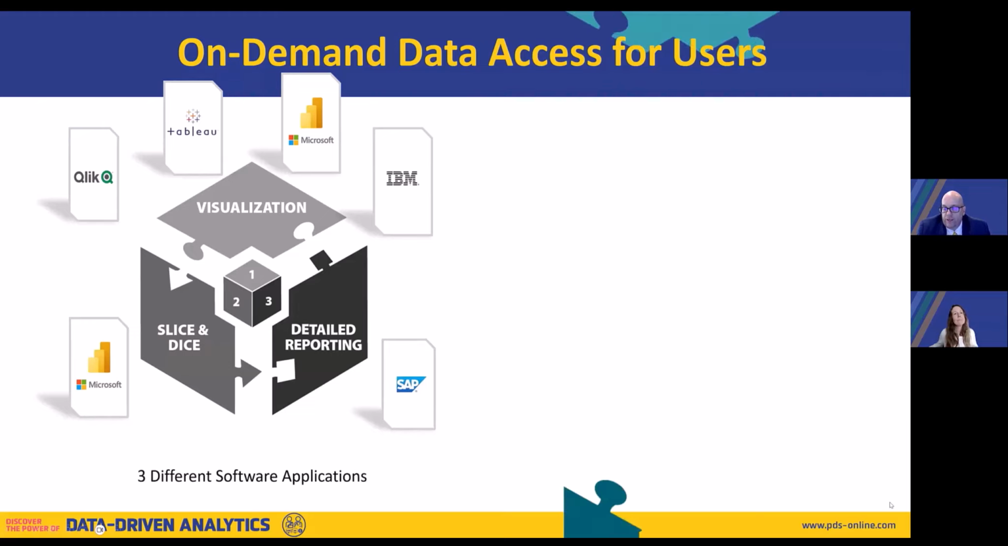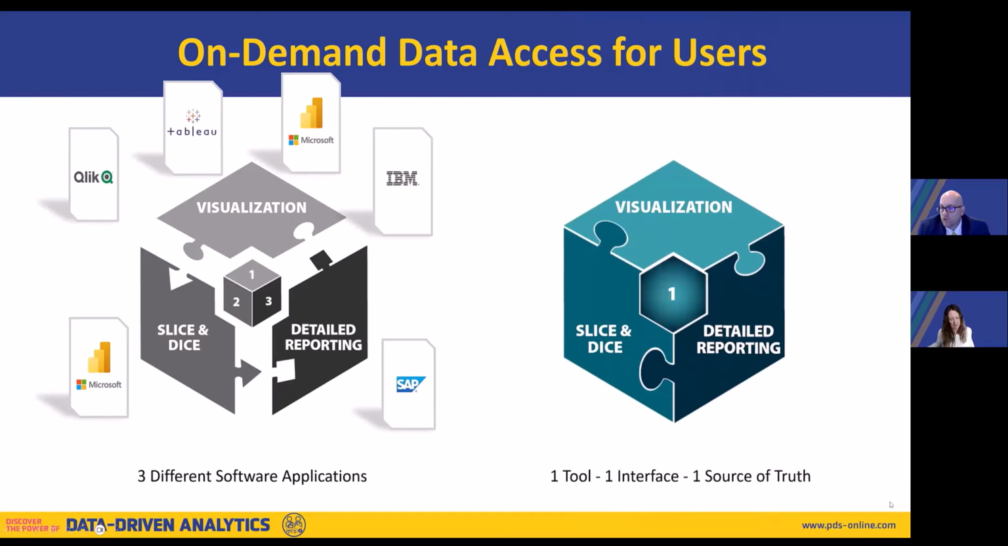What they want is a single source of truth, something that's going to help them from that visualization standpoint move into the slice and dice and into the detail reporting seamlessly, and allow people to get the data that they need to get, which again is going to be different for the different roles that each person has within the organization. Right. So who needs what?